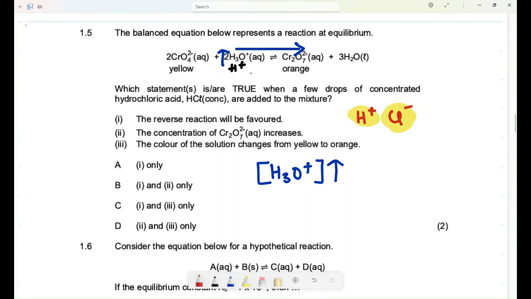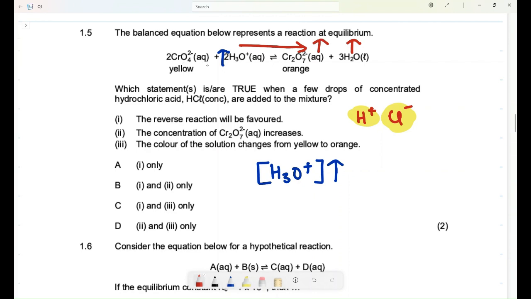If the concentration is shifted towards the right hand side, it means we are decreasing the amount of H3O plus concentration again. So if we are favoring the forward direction, as I've said, Le Chatelier will move in the direction that will try to minimize this increase. It will be the forward direction, right? And if the forward direction occurs, the concentration of Cr2O7 2 minus will increase.